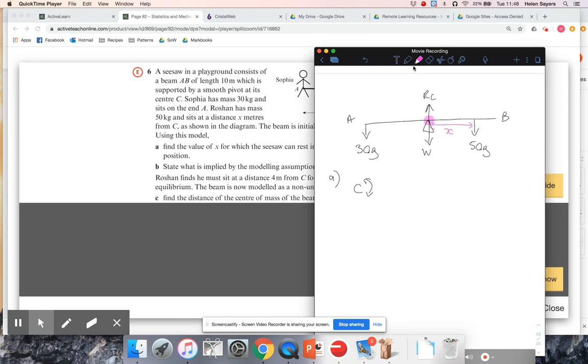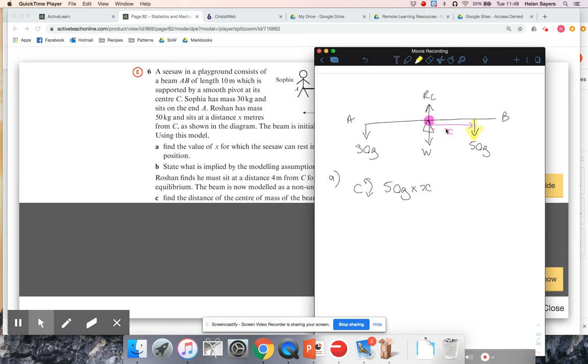So if you imagine that C is your pivot, this force here, the 50g, which I think was Roshan, is going to be trying to turn this whole thing clockwise. Yeah, if end B is being pushed down, that's going to be turning it clockwise. So the moment will be the 50g force times the distance from C, which I don't know, so I'm calling that X, okay? And that is the only clockwise moment.